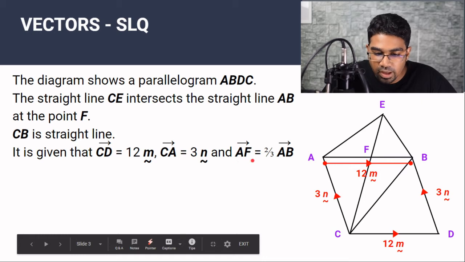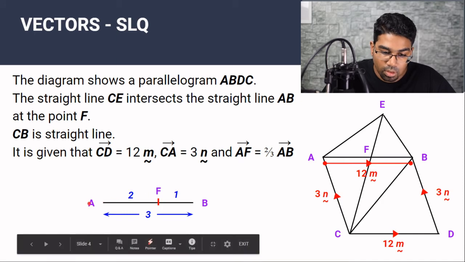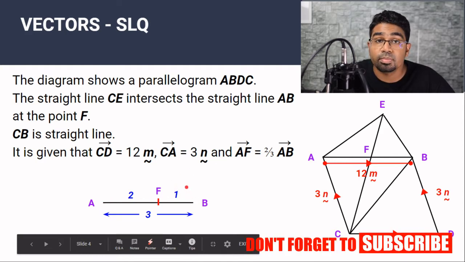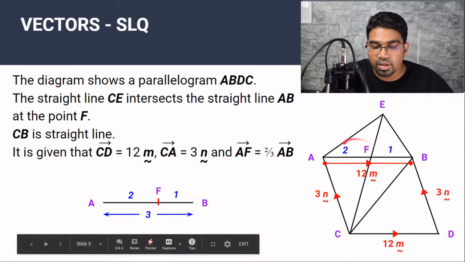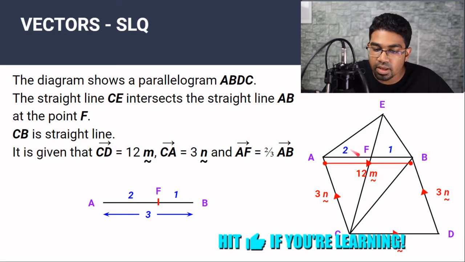Then we are given that AF is equal to 2/3 of AB. How do we apply this? The whole of AB is a total of 3 parts because we have 2 out of 3. So AB consists of 3 parts and 2 out of the 3 parts is AF. So AF is 2 and therefore FB will be 1 out of 3 parts. We include this in the diagram as well. So 2 to 1. Notice that this number 2 and this number 1 is not the vector but the ratio of the vector. So this is not to be confused with 12m. They are not the same thing.